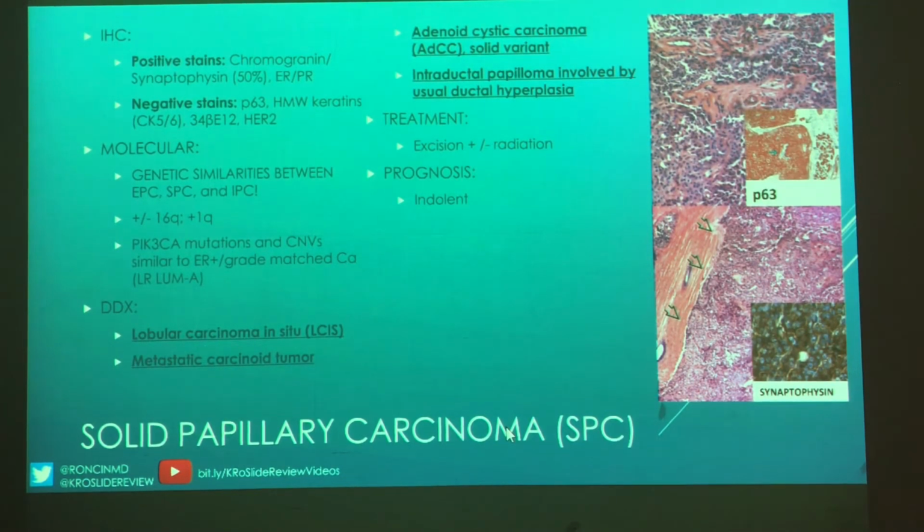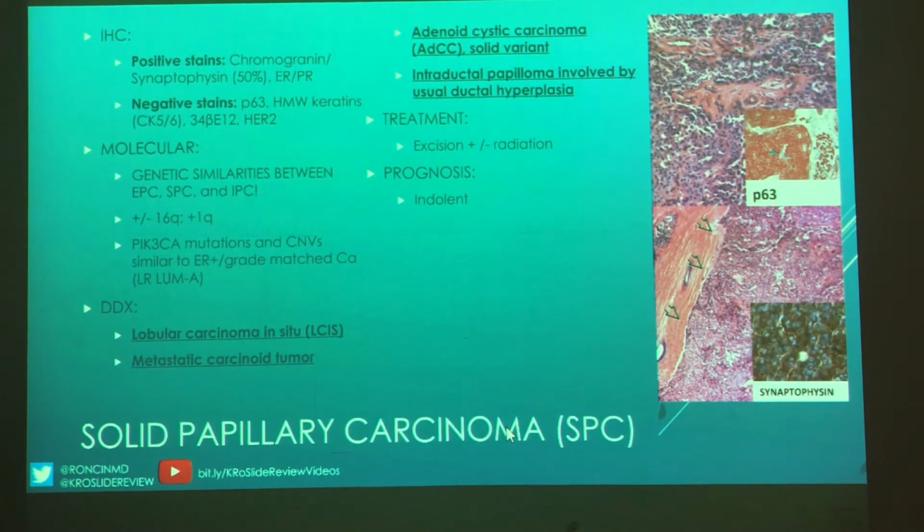Okay? And your negative stains, okay, so P63 would be positive at the periphery, so that's kind of confusing how I wrote that. I apologize. But within the actual lesion itself, it's going to be negative around those cores. And these are HER2 negative, so this would be like the low risk luminal A type if you were doing a MammaPrint on these.